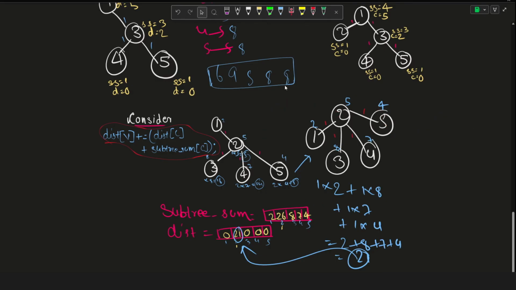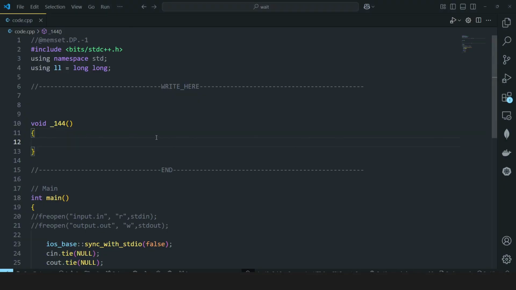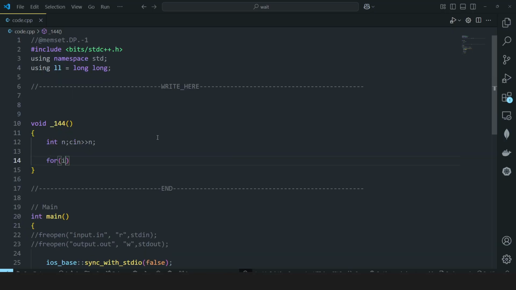So let us now go to the code editor and see how this will be coded. So if you look at the problem, then initially I have to take the input of n, then n integers, and then n-1 lines, right? So let me start by taking the inputs. So first I will take n and then n integers, right?